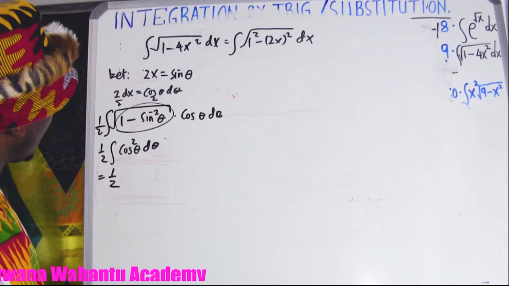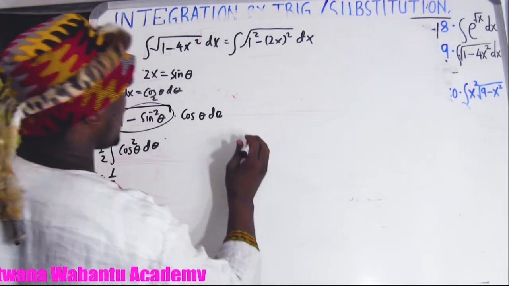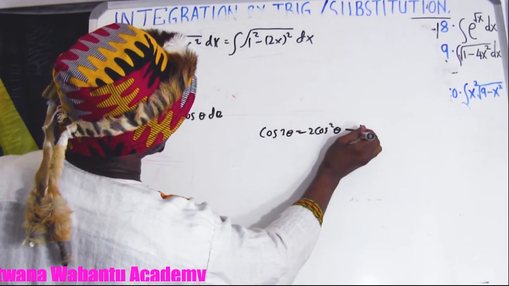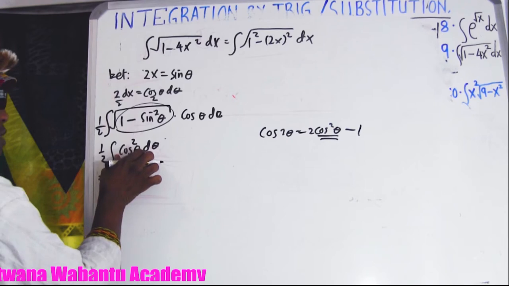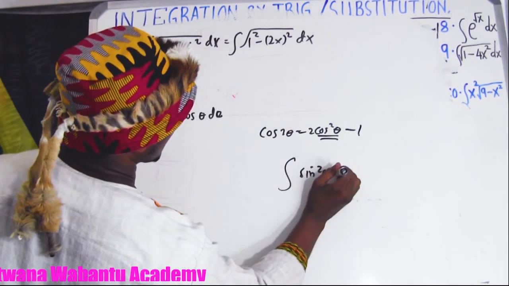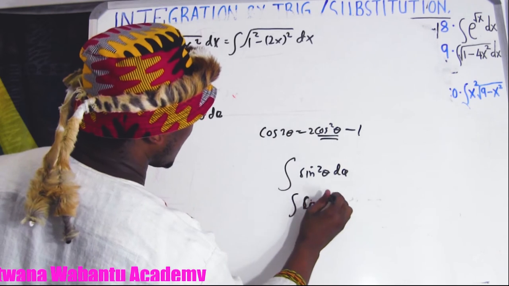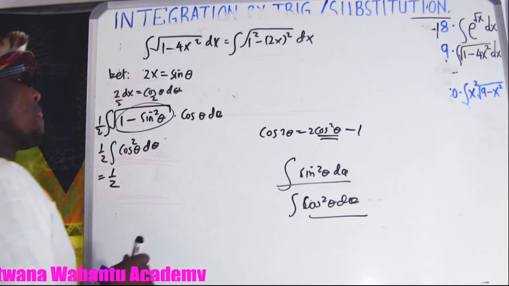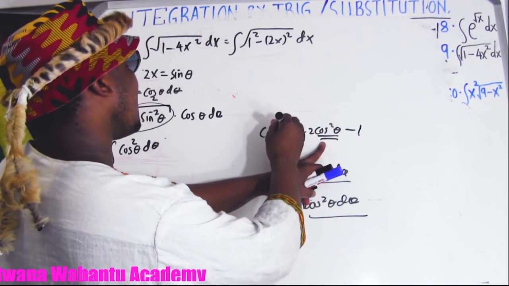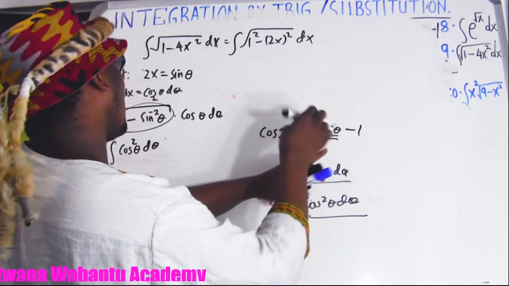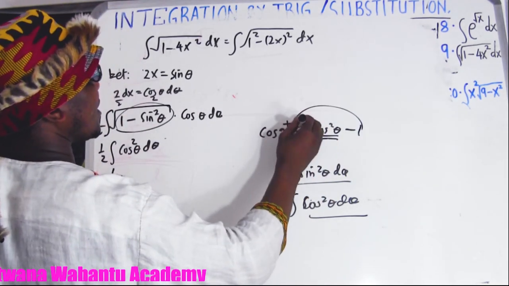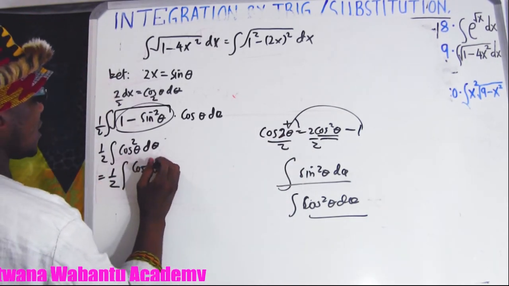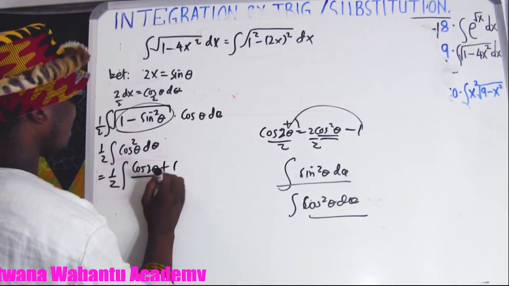Okay, now this I can use double angle. Double angle of cosine: cos 2 theta equal to 2 cos squared theta minus 1. But we want to replace this cos squared theta, especially whenever I have integral of sine or cosine squared, you must use double angle. So now what is cos squared? Cos squared theta equal to (cos 2 theta plus 1) over 2. So it's going to become 1 over 2 times the integral of (cos double angle plus 1) over 2 d theta.